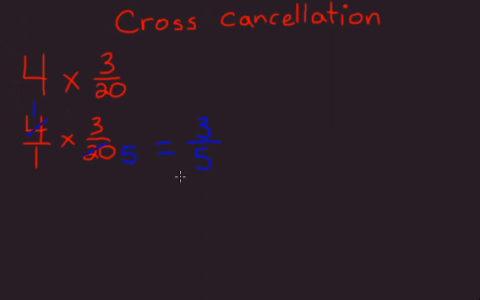And then we're done. We don't have any simplification to do. We don't need to simplify our product. Our product is 3/5, and we're done.